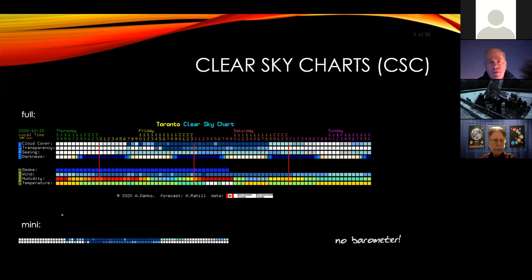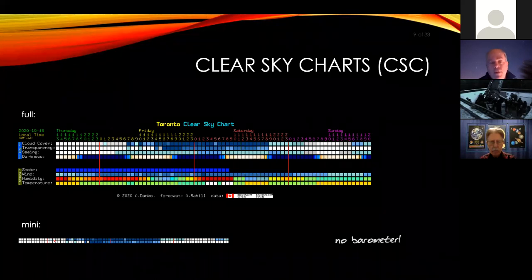Sometimes you'll see on a web page that there's a mini version of the clear sky chart, and it's only showing you the top two rows. So you only know just from that mini chart what's going on with cloud cover and transparency. Now, usually they're set up such that you can click on the mini link, and it will load up the full chart page. So then you can get the additional information that's missing.